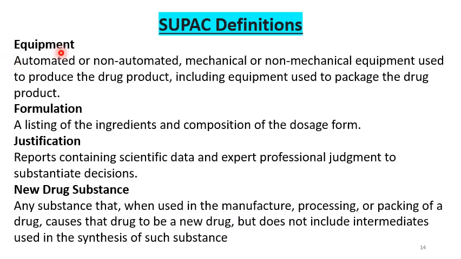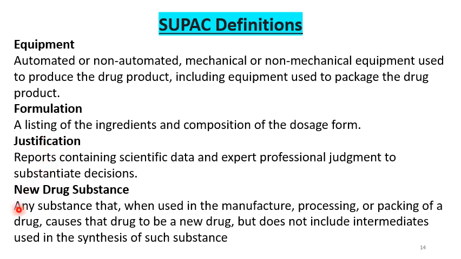Then coming to the equipment. Equipment may be automated or not automated, mechanical or non-mechanical equipment used to produce the drug product, including the equipment used to pack the drug product. So equipment involves all the machineries. Then formulation is a listing of ingredients and composition of the dosage form. Justification means the report containing scientific data and expert professional judgment to substantiate the decisions. So this is the simple meaning of justification.